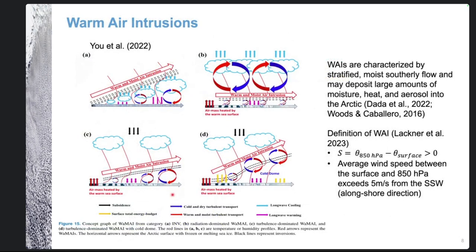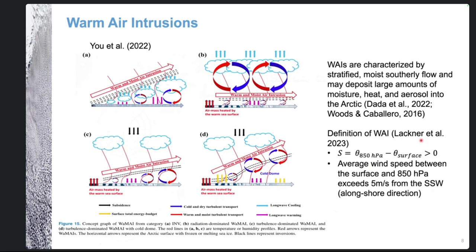So what's the counterpart, or say, the enemy of cold air outbreaks? It's the warm air intrusions. They are stratified, moist southerly flows and might carry lots of moisture, heat, and aerosol into the Arctic. From the conceptual figures, when we have warm air intrusions, the convection will be deeper, and we expect high cloud tops. The definition of the WAI is also from Lechner's paper, and it is quite the opposite of the CAO.